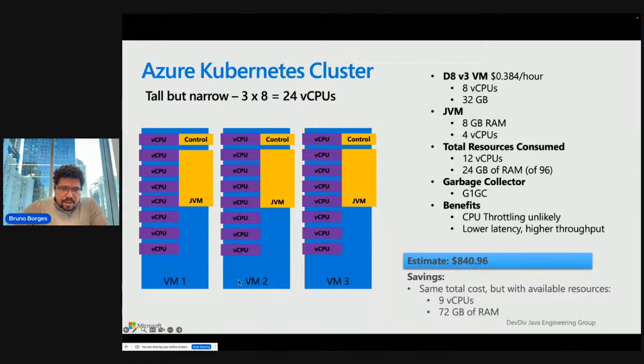It is cost savings because now I have this amount of resources available to deploy other containers. So I have 9 CPUs, 9 vCPUs available, 9,000 millicores available to deploy other workloads. That is cost saving. So this application, the Java application, reduced its cost.